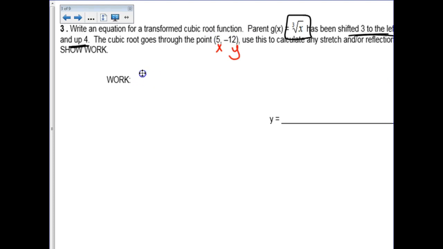So I'm going to start with like a translated function, like a setup of it, and I'm going to leave an a in front for now because I'm not quite sure what that is. We're supposed to find the stretch. We have a, careful, it's a cube root this time, not a square root, cube root of x, and then shift it to the left 3 units would be x plus 3, and then shift it up 4 would be plus 4. So now I'm going to come back through and I'm going to plug in my x and y that they gave me. Still don't know a because I'm trying to calculate that.